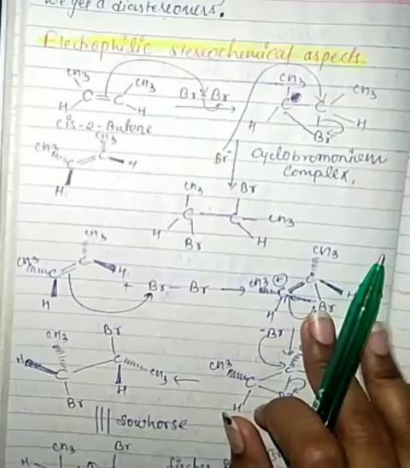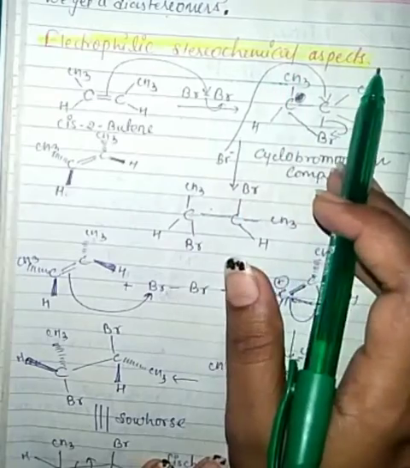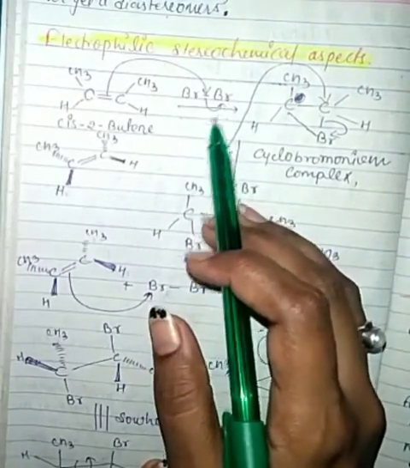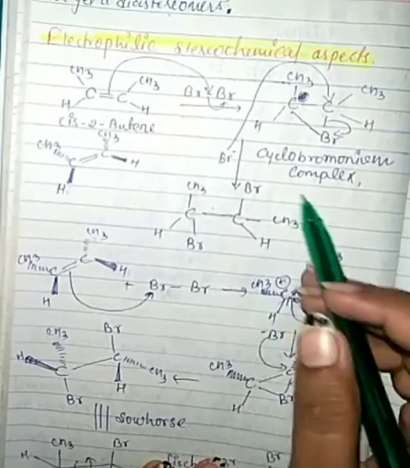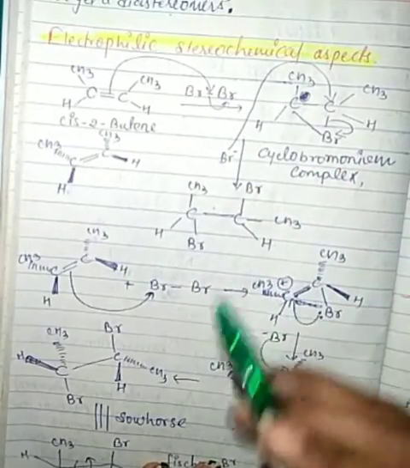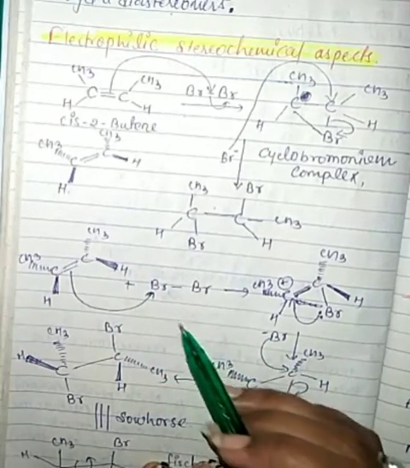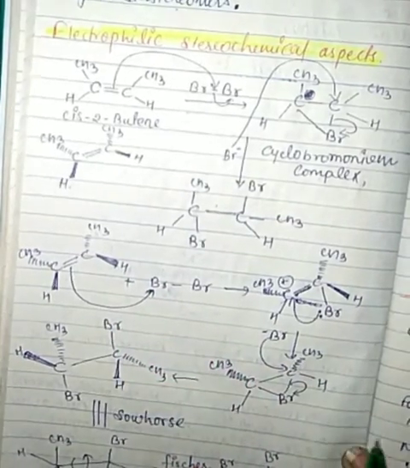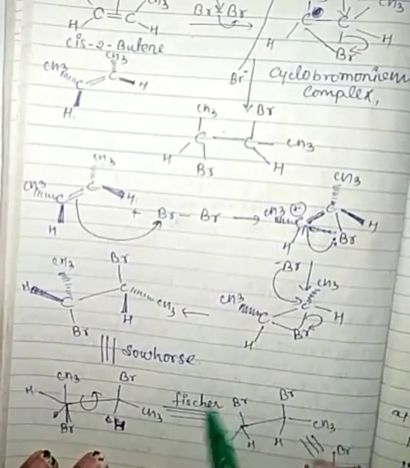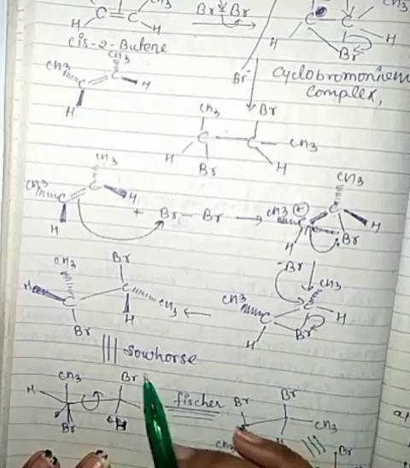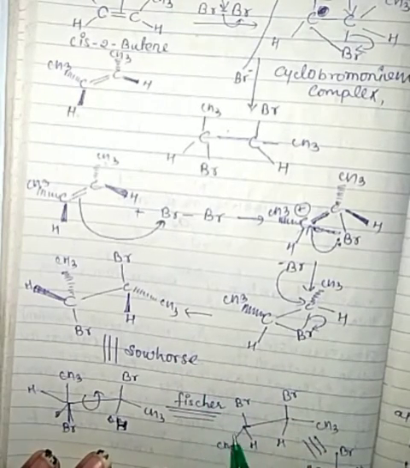Next topic is electrophilic stereochemical aspects. In this, the electrophile attacks and we get our product, and in this we also see the stereochemistry of the reactant or product. So here is all the configuration and conformation. So there is Sawhorse and this one is Fischer.